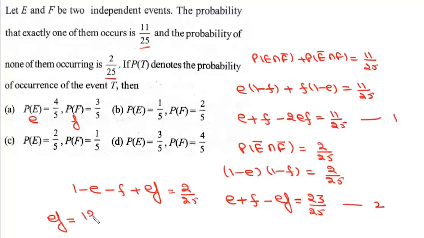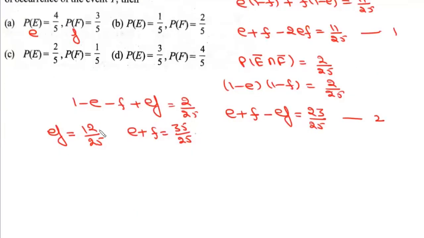Now if we subtract the first from the second, we can write E into F as 12 by 25, and E plus F as 35 by 25. Now this is 7 by 5. Now their product is 12 by 25 and their sum is 7 by 5.